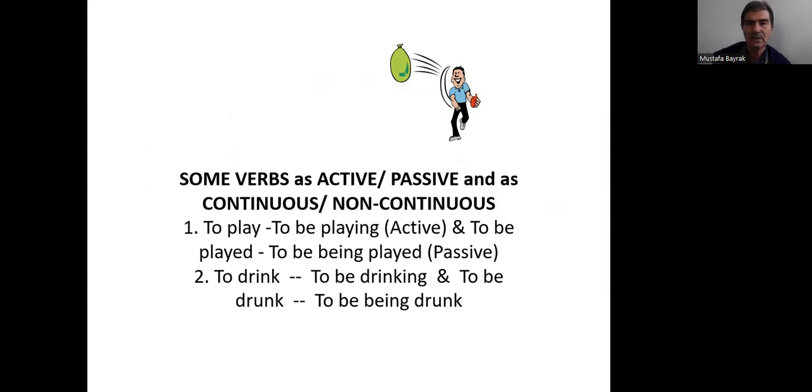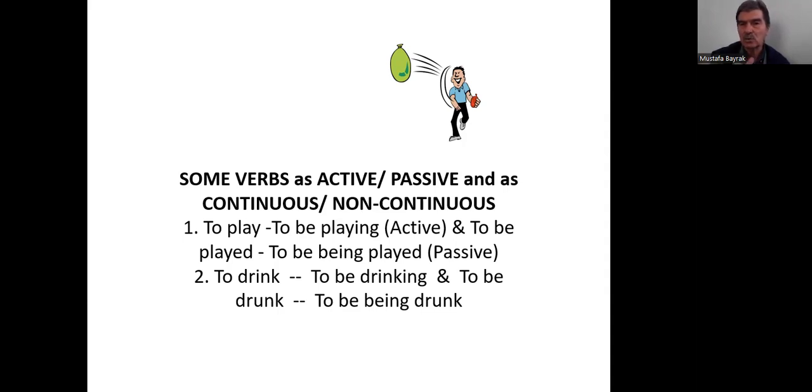Yes, football, for example, they play football. They are playing football. But what about after "and"? Football is played. Football is being played now. Okay? They are playing football now. Football is being played now.